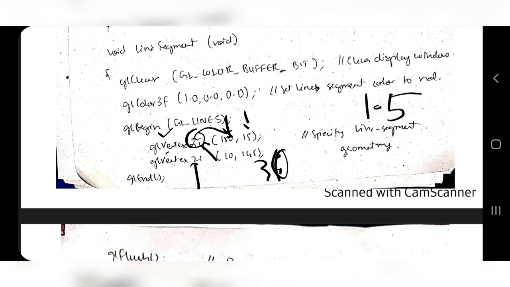And what are these two things, glVertex, and what is 2i? I means integer, and 2 means two arguments you are passing, because it's a 2D plane, we'll be passing two arguments. If it is a 3D plane, we'll be passing 3i. If you want to pass floating values like the coordinate value as 1.5, at that time we'll write 3f, okay. Instead of 2i, you'll write 3f, okay. This is how you specify the points here. Since you specified the argument as lines, between those two points, the line will be made. If it was just points, the points only will be displayed, okay.